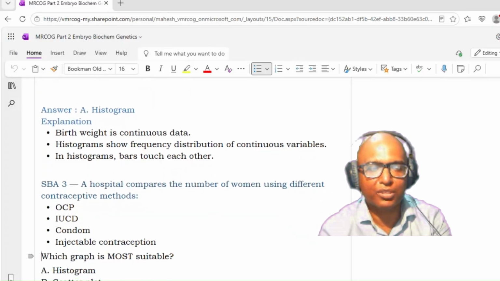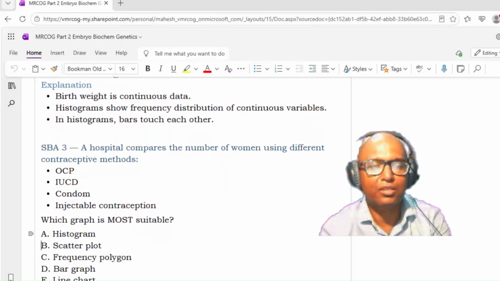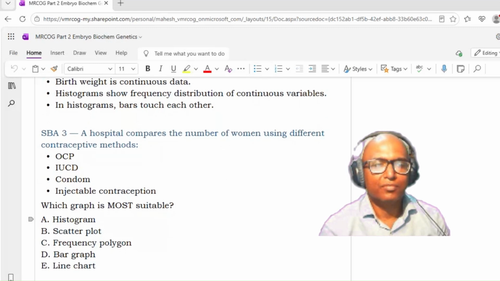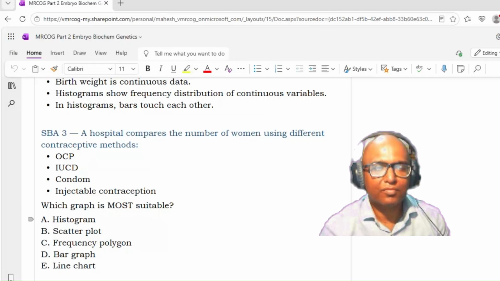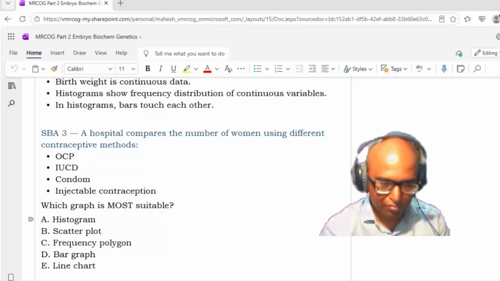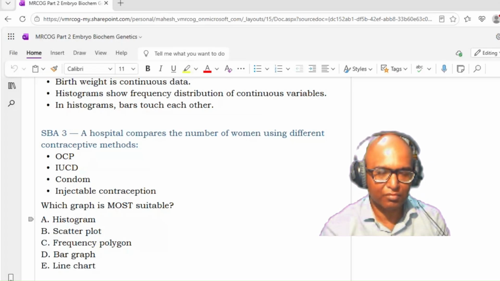Next, go on, doctor. Question number 3. A hospital compares the number of women using different contraceptive methods: OCPs, IUCD, condoms, and injectable contraceptive. Which graph is most suitable? A. Histogram. B. Scatter plot. C. Frequency polygon. D. Bar graph. And E. Line chart. Sir, it's line chart.